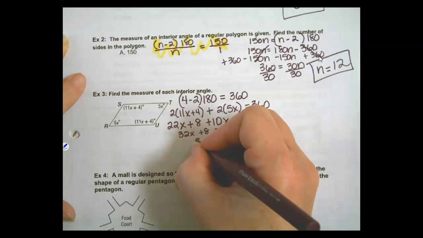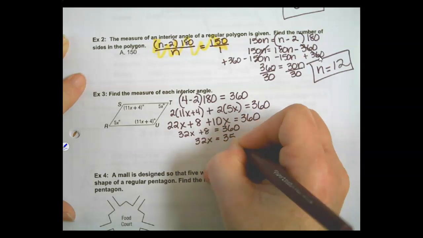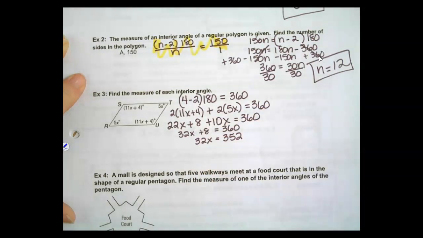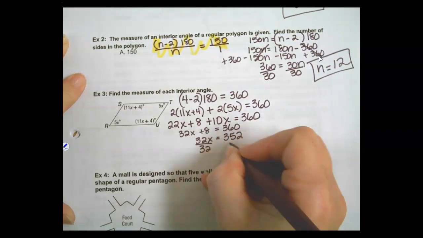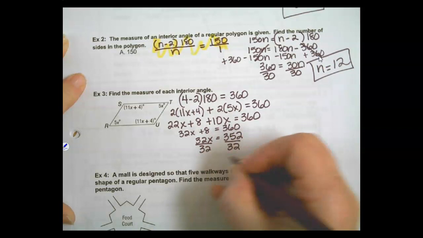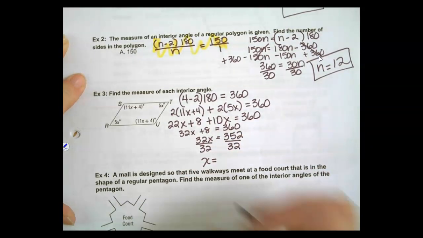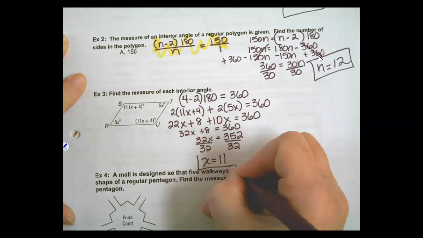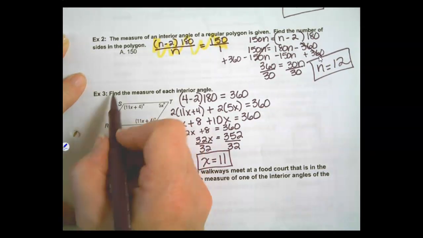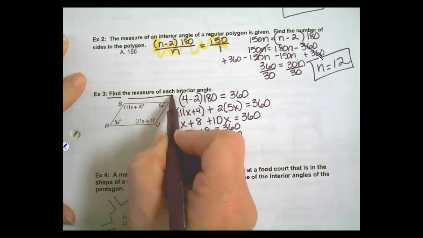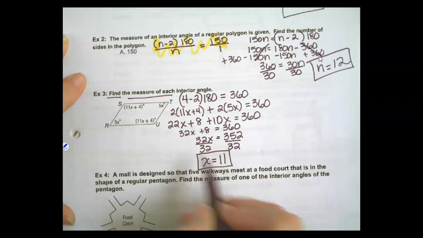Subtract 8, 32x equals, what is that, 352? I'm telling you, my brain is still blasé. Divided by 32. And then x, use your little calculator, is equal to 11. Now, that's only going to solve for x. It is not going to find the measures. So this is find the measures of each angle. So now we're going to take this and substitute it back in.